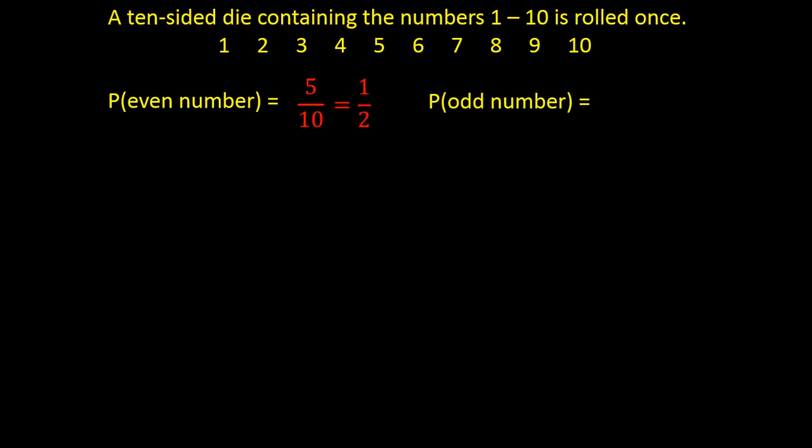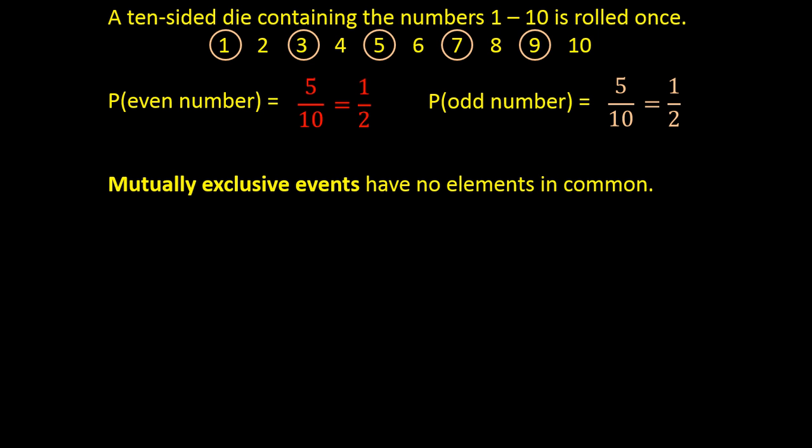If we look at the probability of getting an odd number when we roll the die, we can still say there are 10 elements in the sample space, and there are still 5 elements, the 1, 3, 5, 7, and 9, that are odd numbers. So the probability of rolling an odd number is 5/10, which simplifies to 1/2.